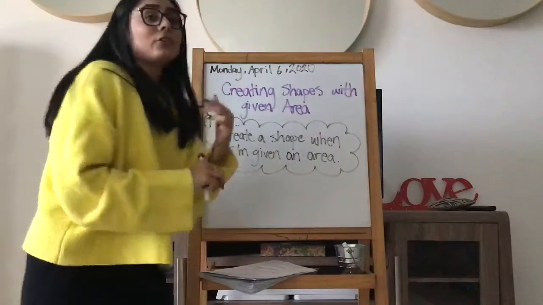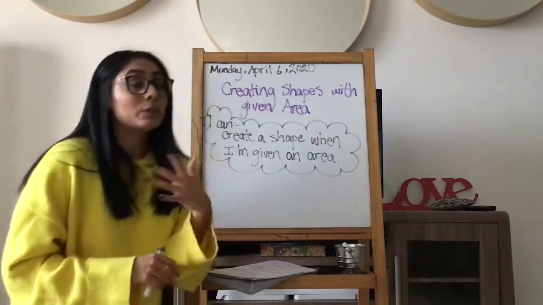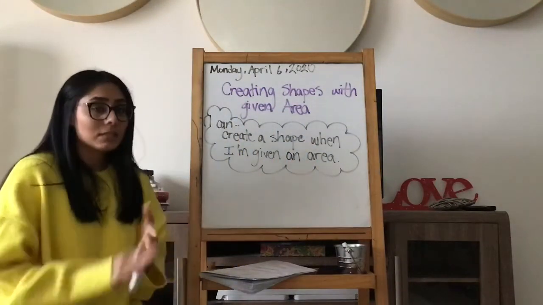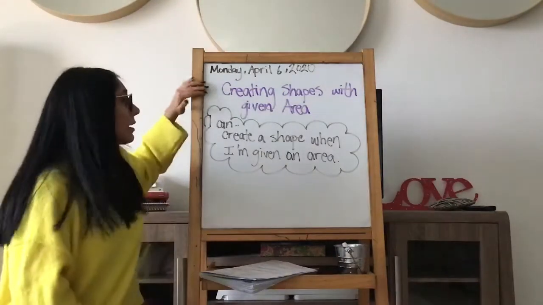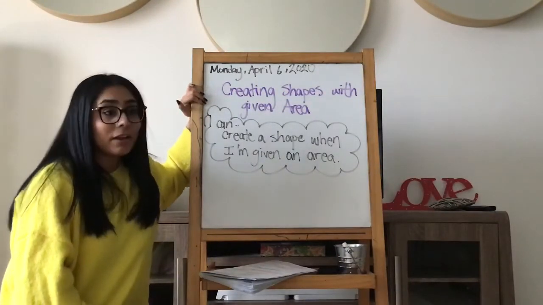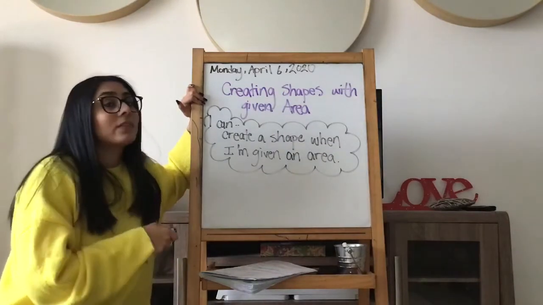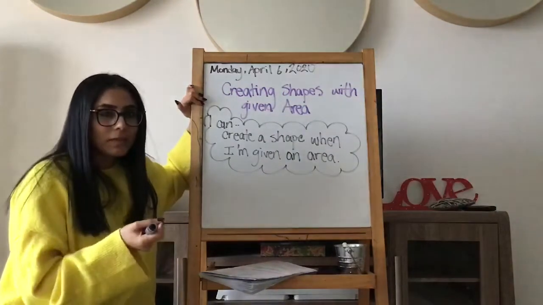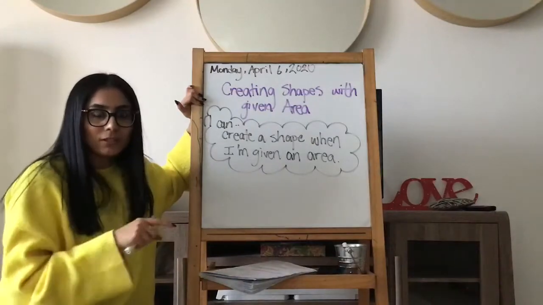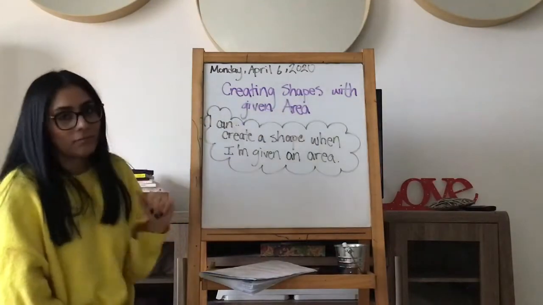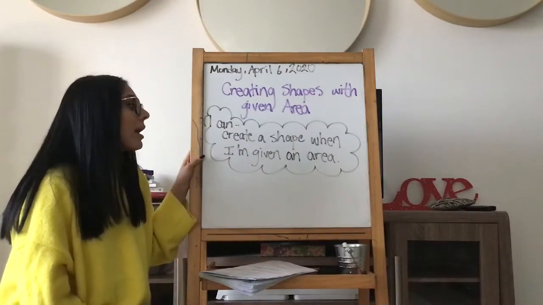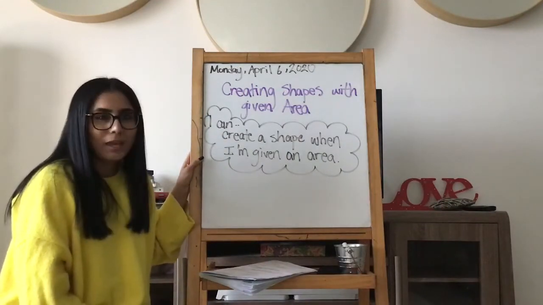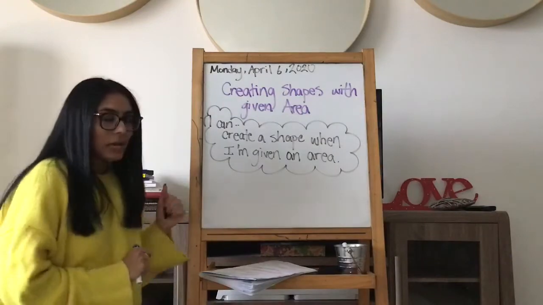Okay, today's a very short lesson, and it will be super easy if yesterday's made sense and you've done your practice questions from yesterday. It's very, very similar. Our title is Creating Shapes with a Given Area. Yesterday you were given the perimeter; now you're doing the same thing, trying to figure out the dimensions of the shape when you're given the area. So it's a very similar I can statement as well: I can create a shape when I'm given an area. Pause this, write this down, and we can start doing it.